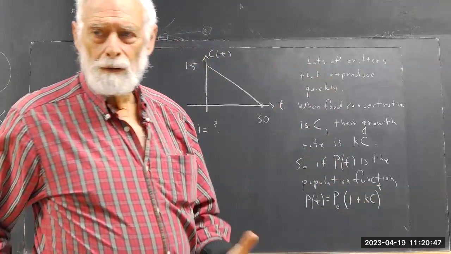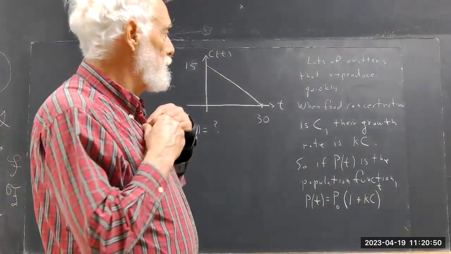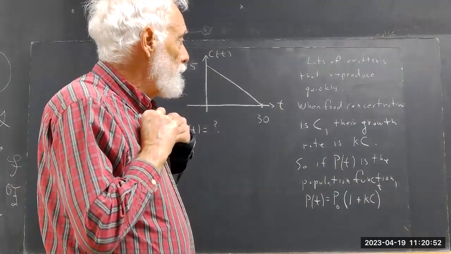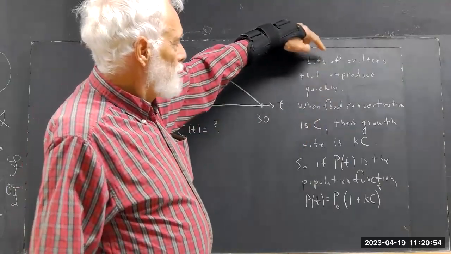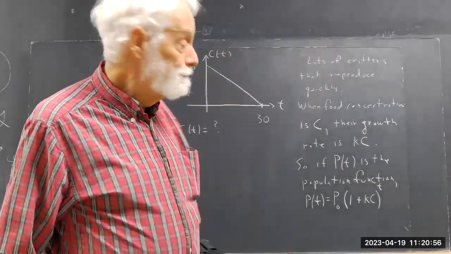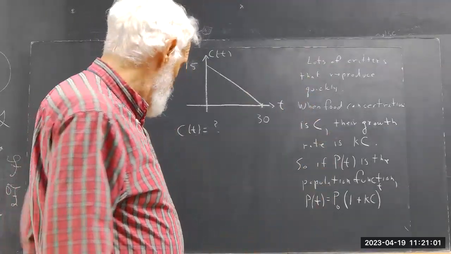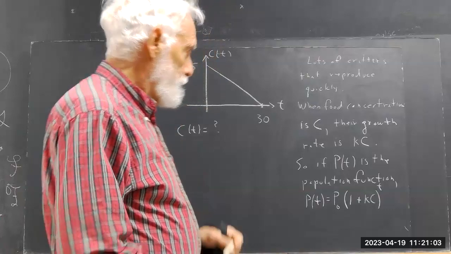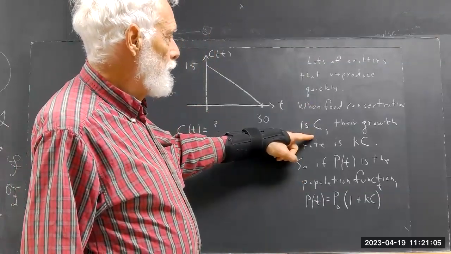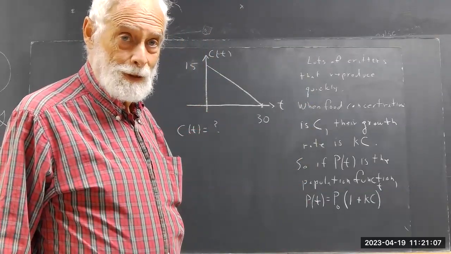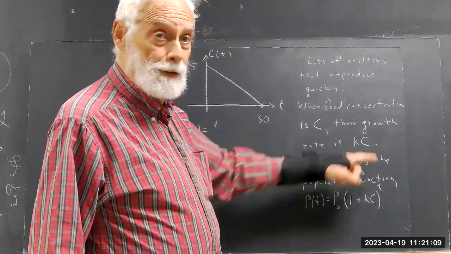Gonna do a model here with the intent to make sense of the idea of composite functions. So let's say we've got lots of critters that reproduce quickly. Now, the rate at which they reproduce when the food concentration is C, their growth rate is Kc.